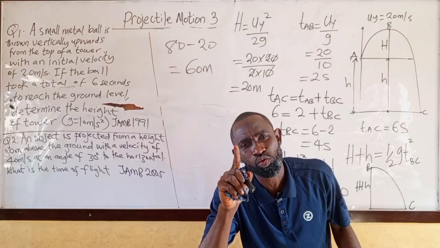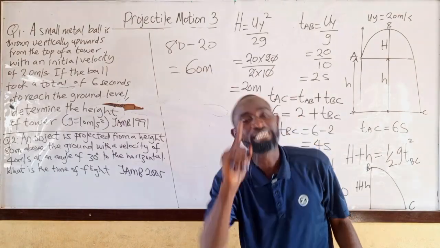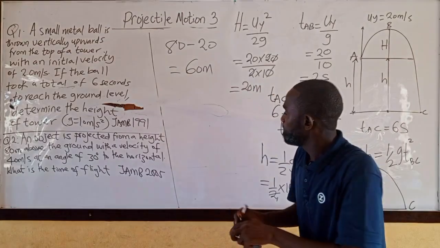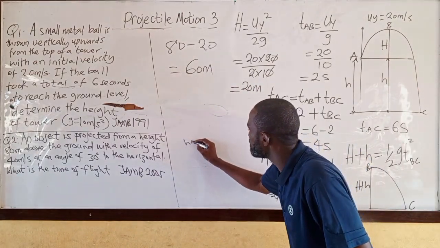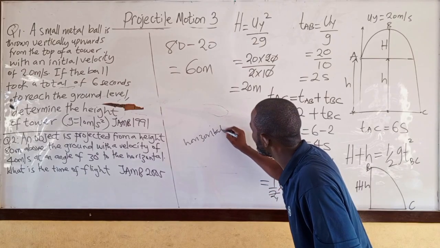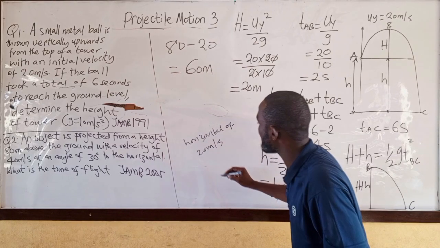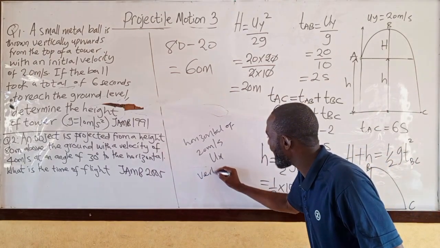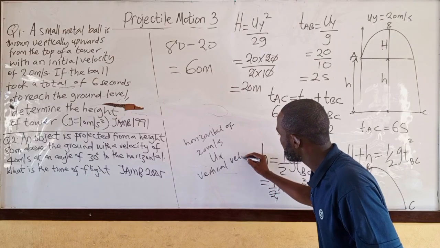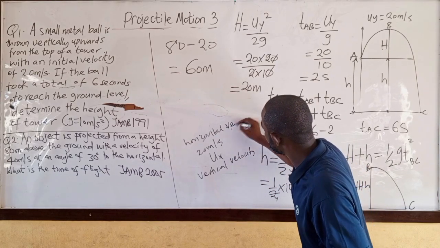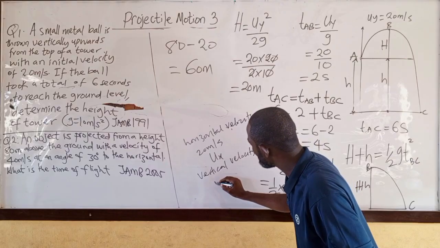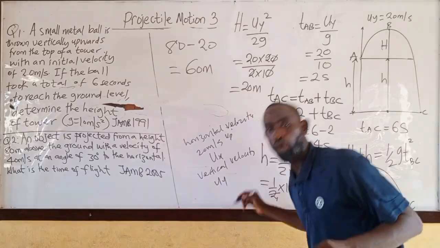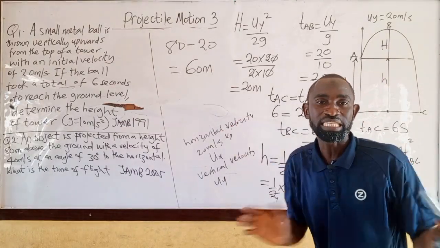whenever you are asked to use u of y, they will say it in the question. If it's u of x, they will say it too. See the way they will say it: projected with a horizontal velocity of maybe 20 meters per second. So this one is u of x. If they say vertical velocity, it means our u of y. Horizontal is u of x, vertical is u of y. But when they say with a velocity, that's our u.